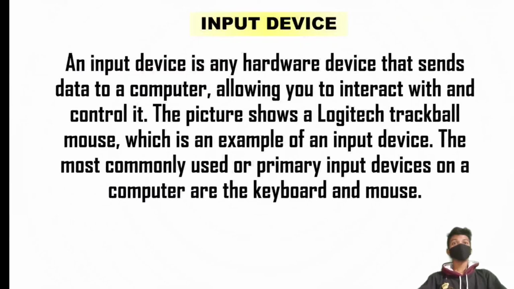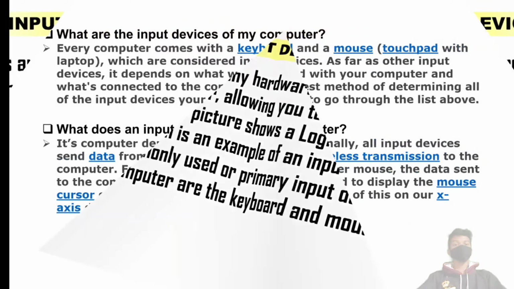Firstly, what's an input device? An input device is a hardware device that sends data to a computer, allowing you to interact with and control it. The picture shows a Logitech trackball mouse, which is an example of an input device. The most commonly used primary input devices on a computer are the keyboard and mouse.